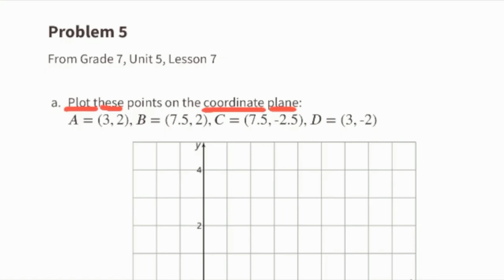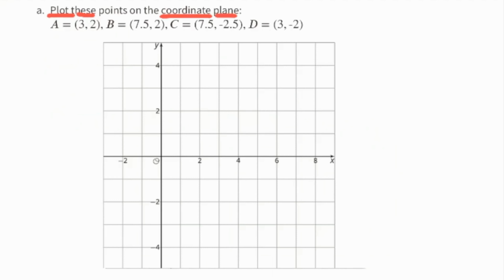Point A, the coordinates are 3 and 2. That means that we're going to move to the right 3 places from the origin and move up 2 places. In other words, you start at the origin, move to the right along the x-axis 3 units, then you move vertically 2 units. That's where you can put your point and label it A.